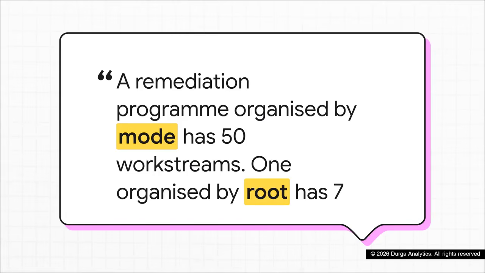So, the absolutely crucial takeaway here is this. A remediation program organized by mode creates 50 separate work streams. That just produces 50 tiny band-aids that treat symptoms while leaving the actual underlying disease alive and well, just waiting to strike again. A program organized by root has 7 work streams and actually cures the desk.